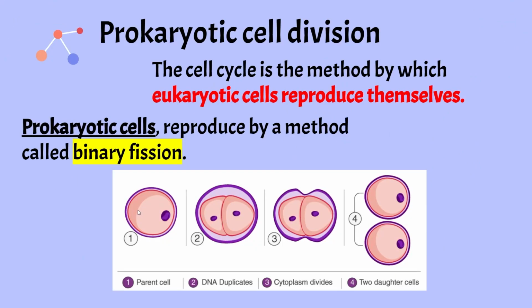Prokaryotes, on the other hand, have no nucleus, and therefore the reproduction method has a different name. We call it binary fission. You don't need to think much about it, just know that it's how prokaryotes reproduce, while eukaryotes use the cell cycle. So prokaryotic cells don't use the cell cycle, they use binary fission. And that is all for today.